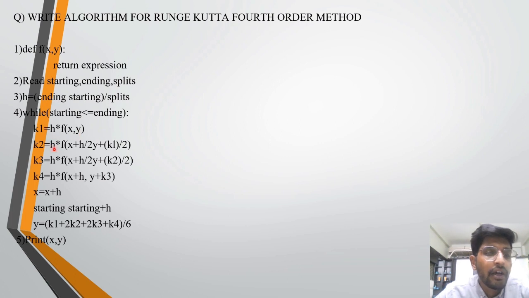k2 is equal to h times f(x plus h by 2, y plus k1 by 2), and k3 is equal to h times f(x plus h by 2, y plus k2 by 2). Similarly, k4 is equal to h times f(x plus h, y plus k3). Then x is equal to x plus h, the starting point becomes starting point plus h, and y would be y plus (k1 plus 2k2 plus 2k3 plus k4) divided by 6, and then we print the values of x and y. So this was the algorithm for the Runge-Kutta 4th order method.